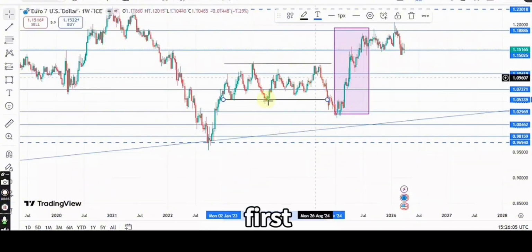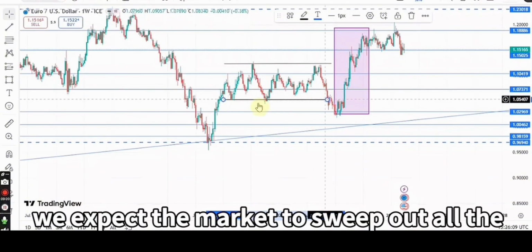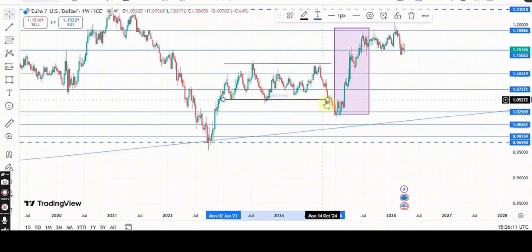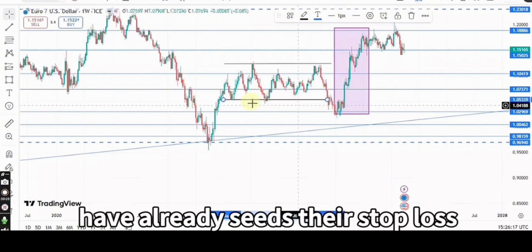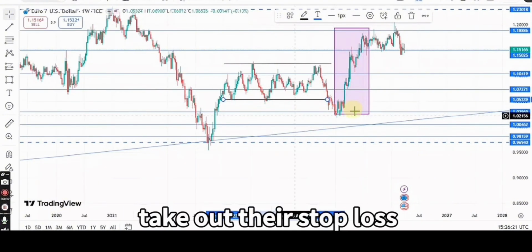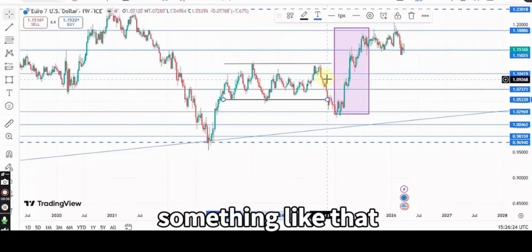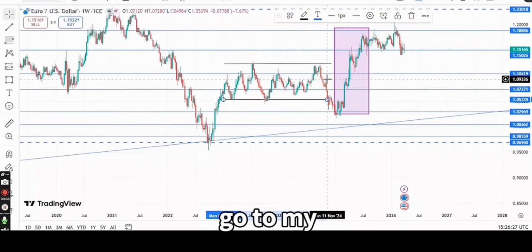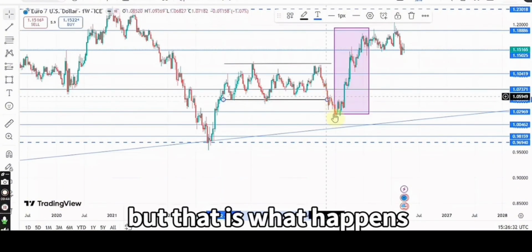So first, because the market is in an uptrend, we expect the market to sweep out all the buyers. Because all the buyers have already set their stop loss somewhere here, the market will first of all take out their stop loss and move up, something like that. Just go to my previous videos and you will understand the concept of liquidity. But that is what happens.